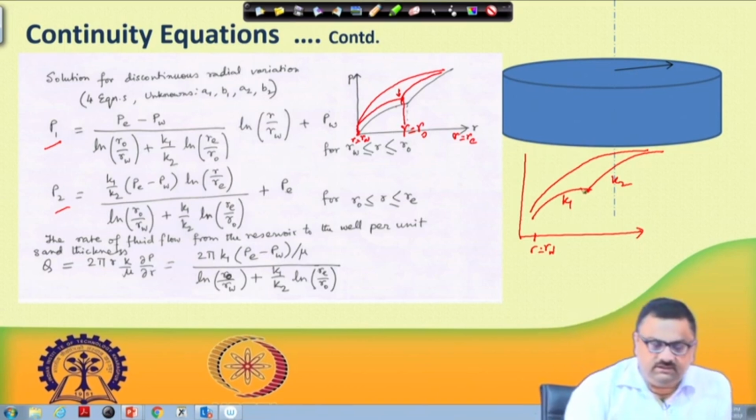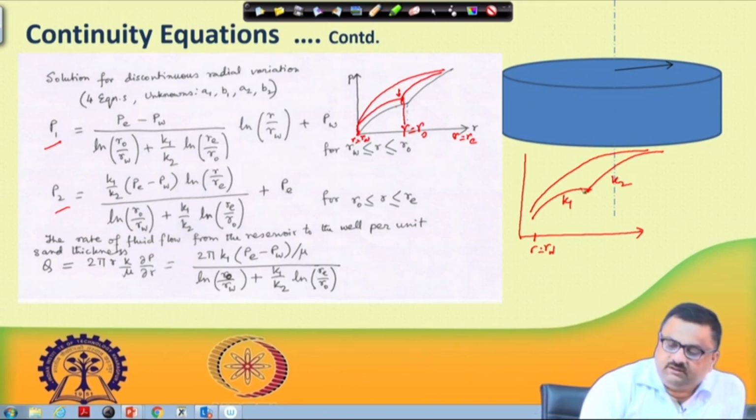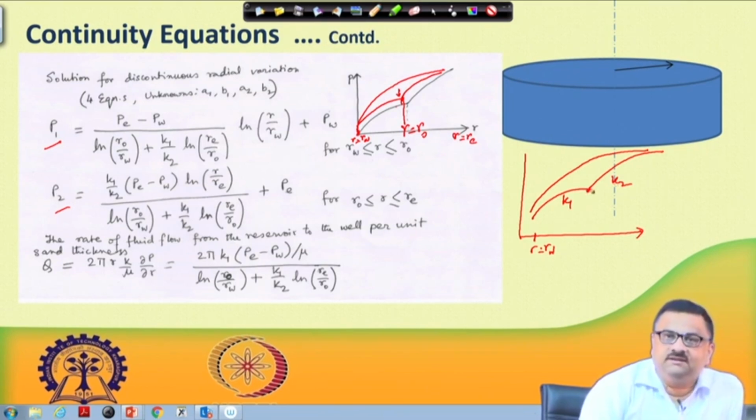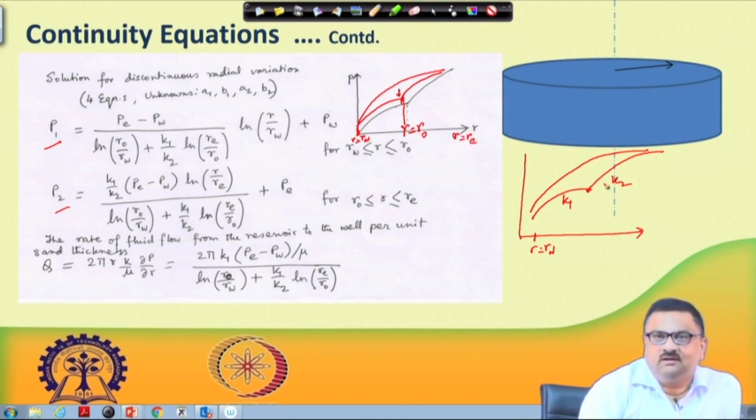Velocity has to be equal at this point, which means K1 mu is constant. So K1 del P del R and K2 del P del R have to be the same. You can see very well that if K1 is equal to K2, then del P1 del R has to be equal to del P2 del R.